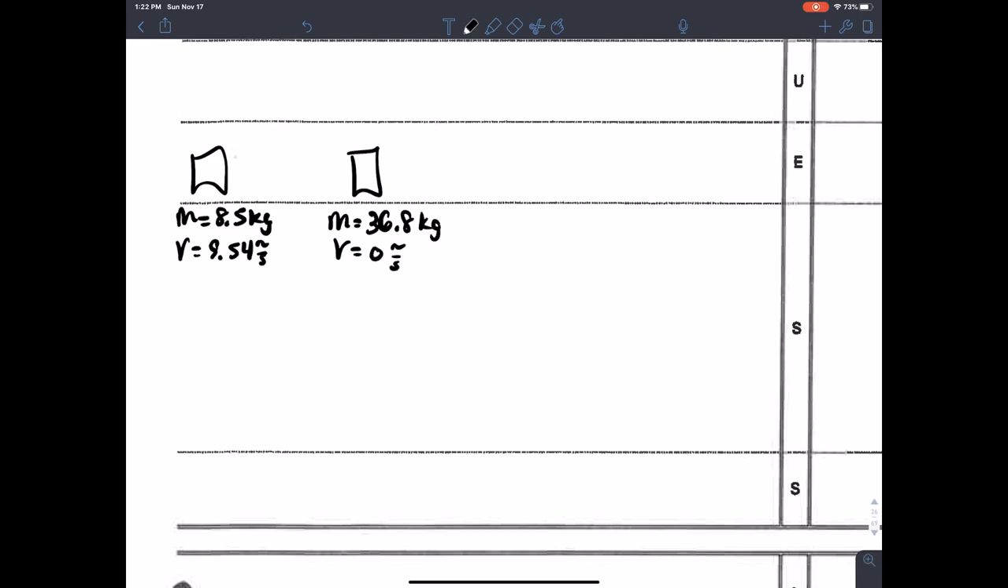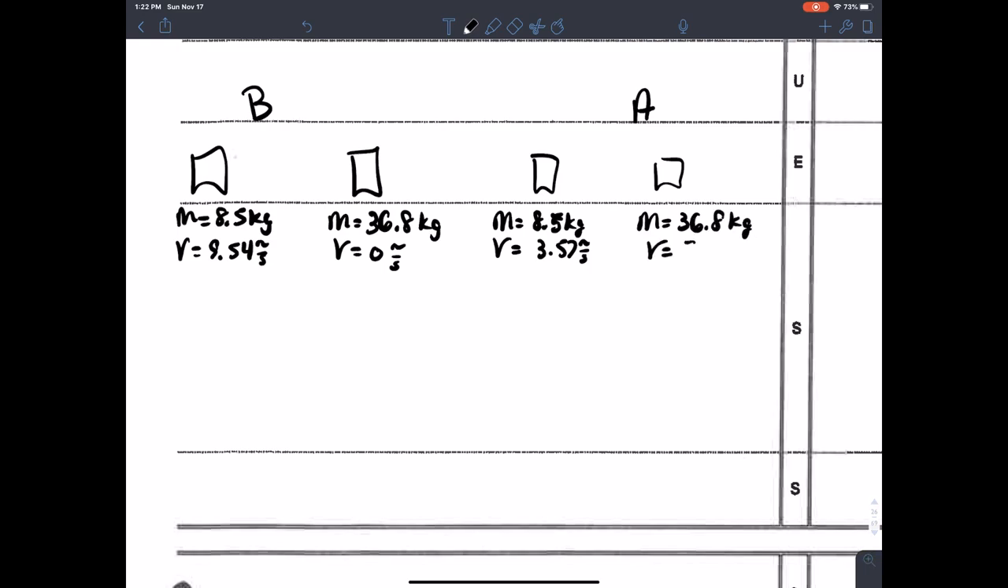Okay. After they collide, now this is the before, this is the after. It says after collision, the first cart, that's the cart that has a mass of 8.5 kilograms, that velocity is going to be 3.57 meter per second. And what you're left with trying to figure out is how fast is this second cart right here going to be moving? All right, what's that final velocity of that cart?